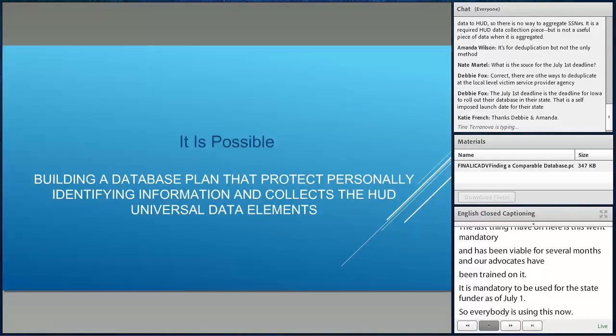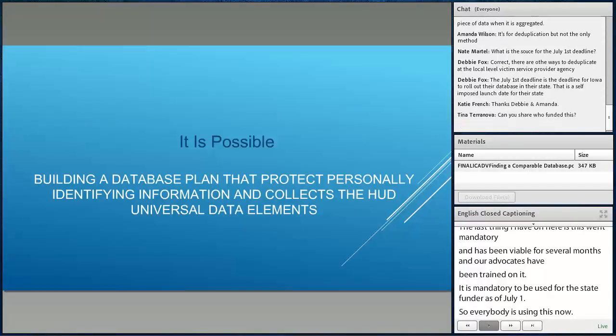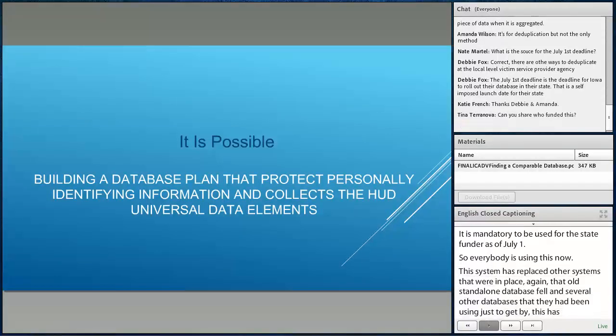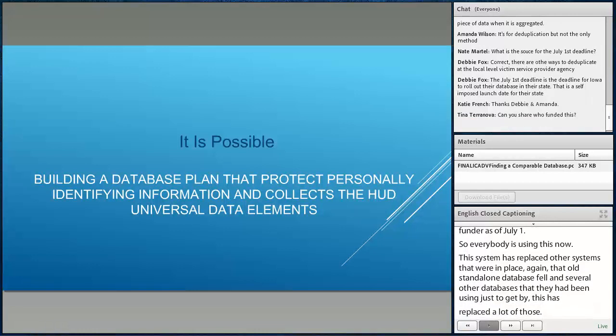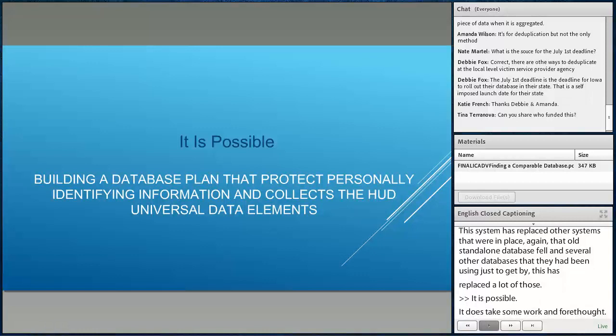It is possible. It does take some work and some forethought. But again, your cake is good if your foundation is solid with your security. The rest of it is frosting. You can make it look any way you want. I'm going to turn it over to Zeb.